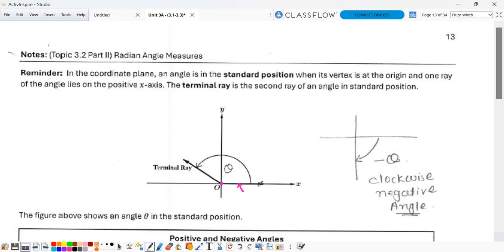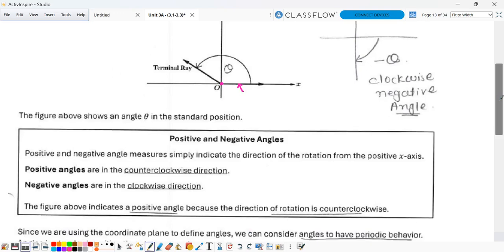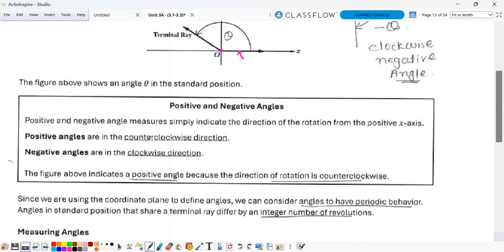If the angle goes counterclockwise, it's considered a positive angle. If it goes clockwise, it's a negative angle. One more time, counterclockwise is positive, clockwise is a negative angle. So then there is a word, coterminal angle. Coterminal angles, a positive angle and a negative angle theta, share the same terminal ray. That is called coterminal.